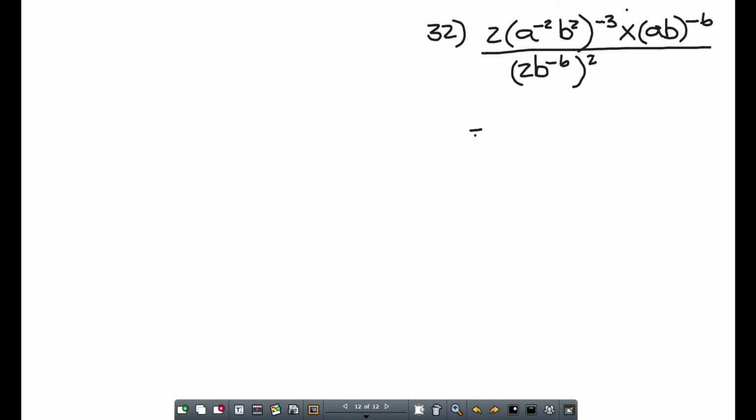Okay. Goed, so daai tot die mag 3 tel natuurlik vir alles. So dit gaan raak a tot die mag positief 6. Want minus 2 maal minus 3, nee. B to the power of minus 6.